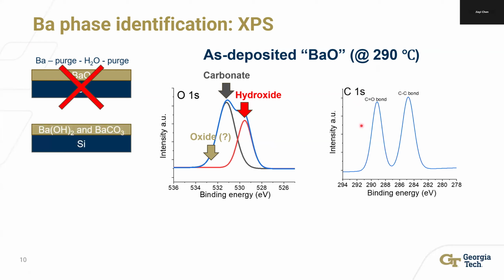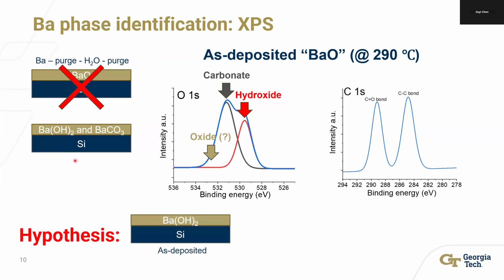So after this XPS, I conclude that we are not actually getting barium oxide. Instead, we are getting barium hydroxide and barium carbonate. So the hypothesis is that in the reaction chamber, I was actually depositing barium hydroxide. But as I take the sample across the campus and do XPS, it is exposed to air.